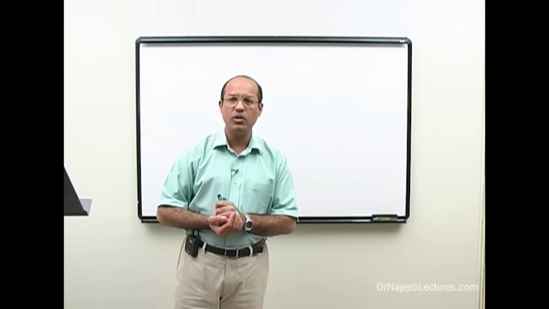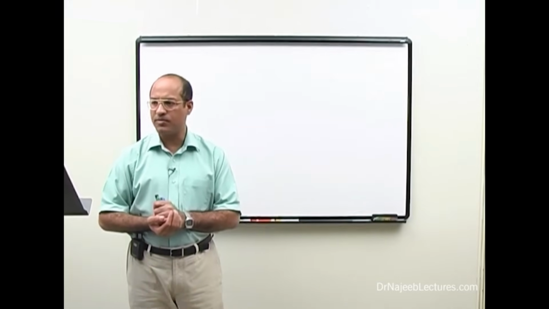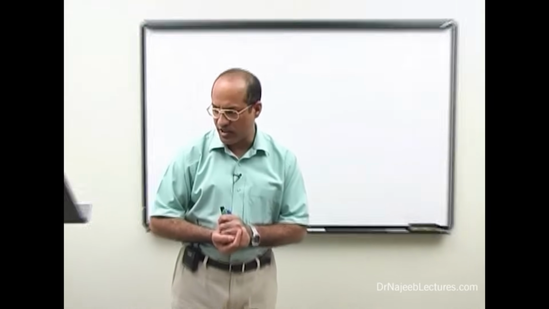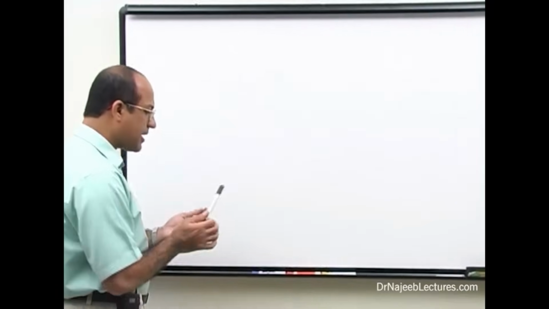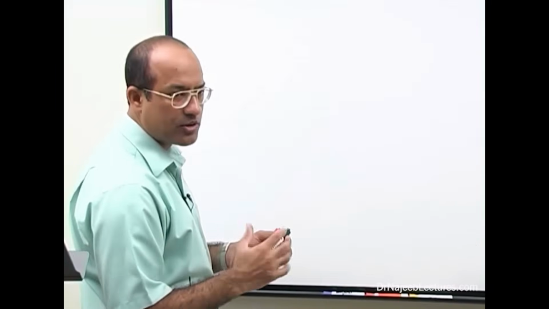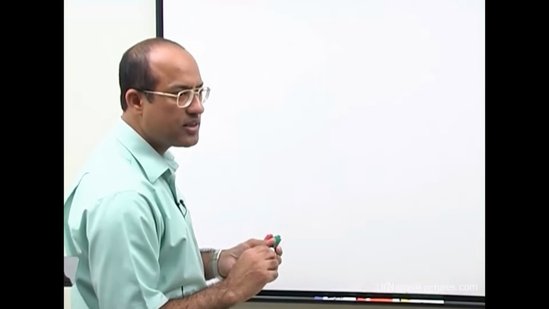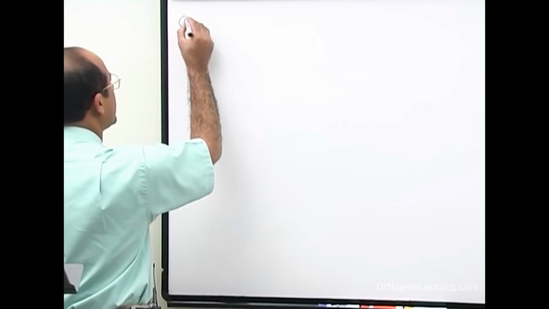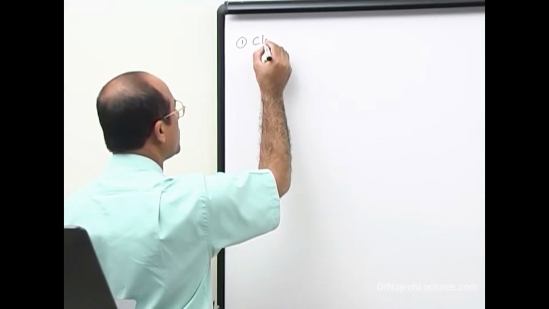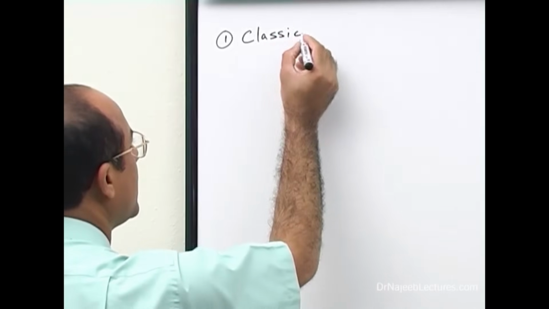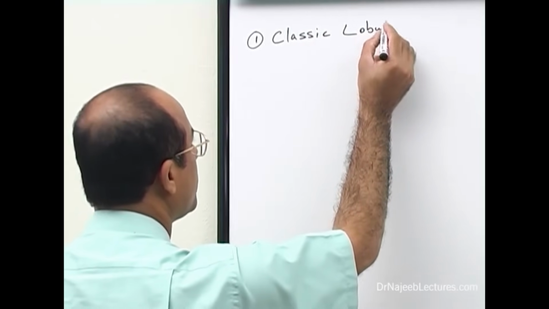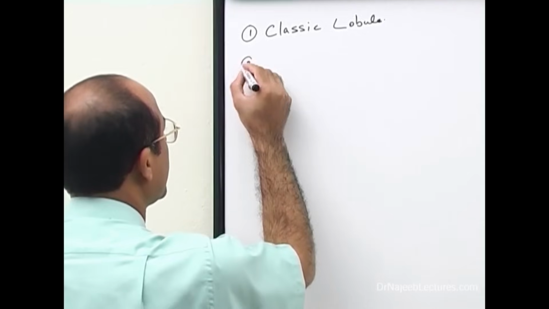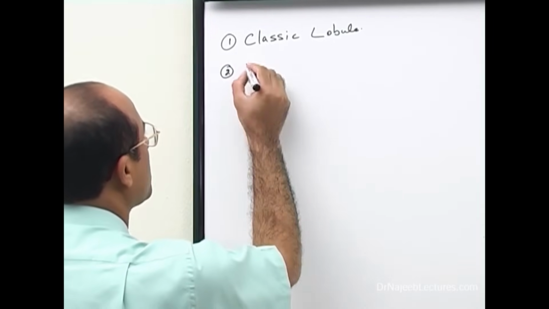Now we will go in detail of the liver lobular structure. The liver parenchyma and its arrangement of the hepatocytes can be explained in three ways. Number one, we should explain it in reference to classic lobule, which I mentioned previously. Number two, we will explain it in reference to portal lobule.